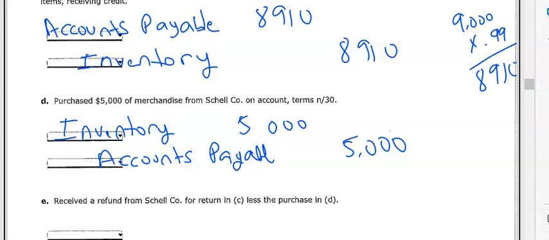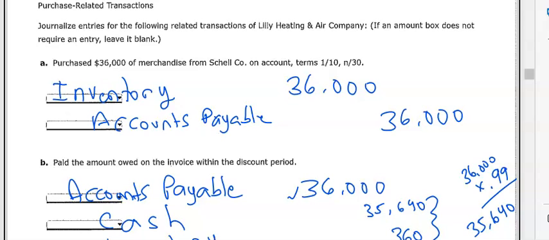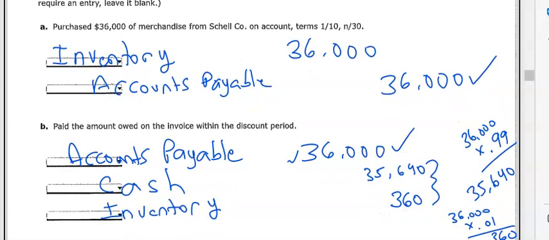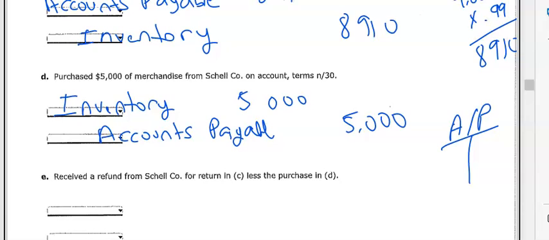Now it says I received a refund for everything that I've done so far, less the return, less the purchase. So let's just see what's happened in accounts payable. If I look in accounts payable, I can see everything that's owed. So I'm going to scroll up. Here's what I did in accounts payable. I credited it for $36,000. Then I debited it for $36,000. So that got me down to zero. Then I debited it for $89.10 for that return. And then I credited it for $5,000.